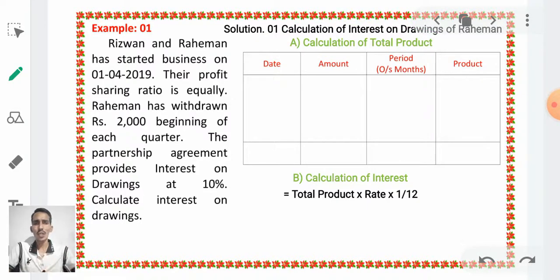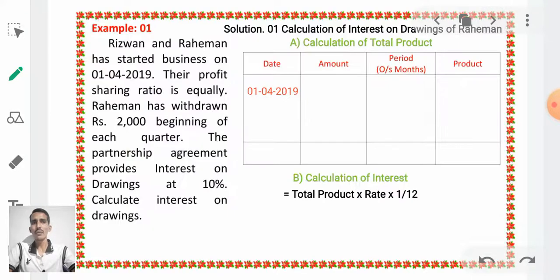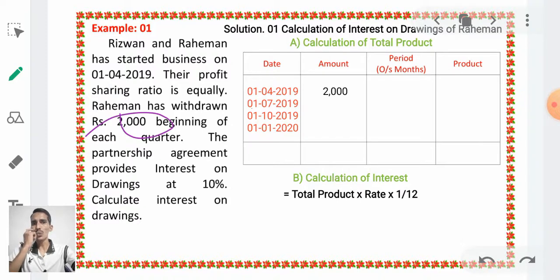If you want to calculate total product, then take 4 columns: date, amount, outstanding month and product. Date and amount are mentioned, as it is given at the beginning of each quarter. Each quarter means we know the dates of each quarter. What are the dates? Just as we saw, 1 4, 1 7, 1 10 and 1 1. The amount is given as 2000, the same amount each quarter: 2000, 2000, 2000, 2000.